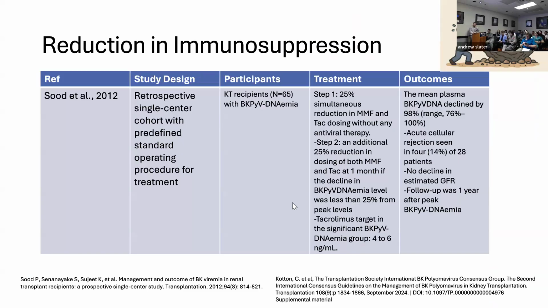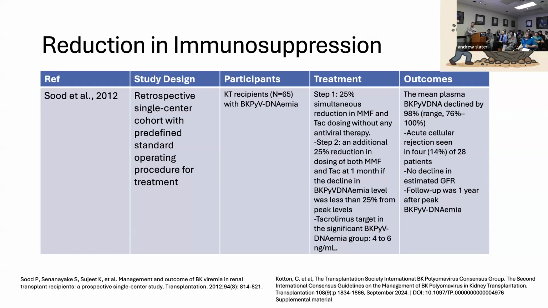Let me give you an example of a study. This is from 2012, a retrospective single-center cohort with a predefined standard operating procedure. That's an example of reduction in immunosuppression. There were 65 kidney transplant recipients, and they all had BK virus DNAemia. This is what they did. Step one, they had a 25% simultaneous reduction of mycophenolate and tacrolimus dosing without any antiviral therapy. Then they moved to step two. If that didn't work, go down again 25%, and see if the BK level comes down. Go from there. And they had a tacrolimus target of 4 to 6.